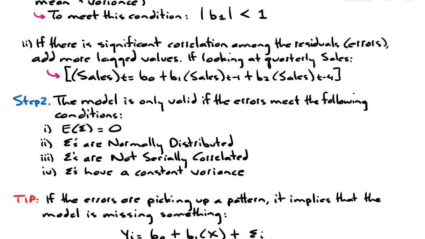So here it is. What is it you're looking for in the errors? Well, the expected value of the errors should be 0. That's not to say that there should be no errors. Instead, what this says is some errors will be positive, some errors will be negative, so when you average it out, it's 0. The second condition is that the errors should be normally distributed. The third condition is the errors should not be serially correlated, and we discussed that. Again, if the errors are exhibiting correlation, it means there's a relationship that the model is not capturing. And finally, the errors should have a constant variance. That's referred to as homoscedasticity.